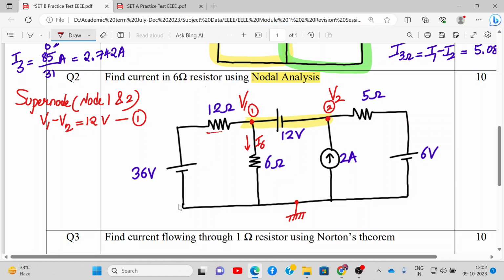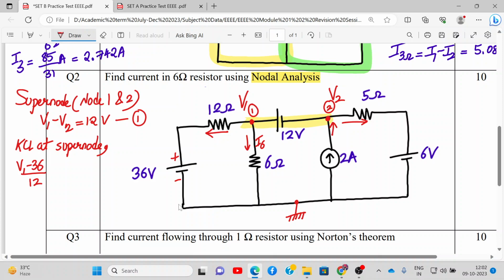So let's define this current as outward. This current is already inward, and this current as outward. All right, so let's do that. We will directly write in terms of voltages, so we'll apply KCL at the supernode. We have to apply it at node number 1, but not between node number 1 and 2. All right, so this will be V1 minus 36, because we are going from positive to negative. So V1 minus 36 upon 12.